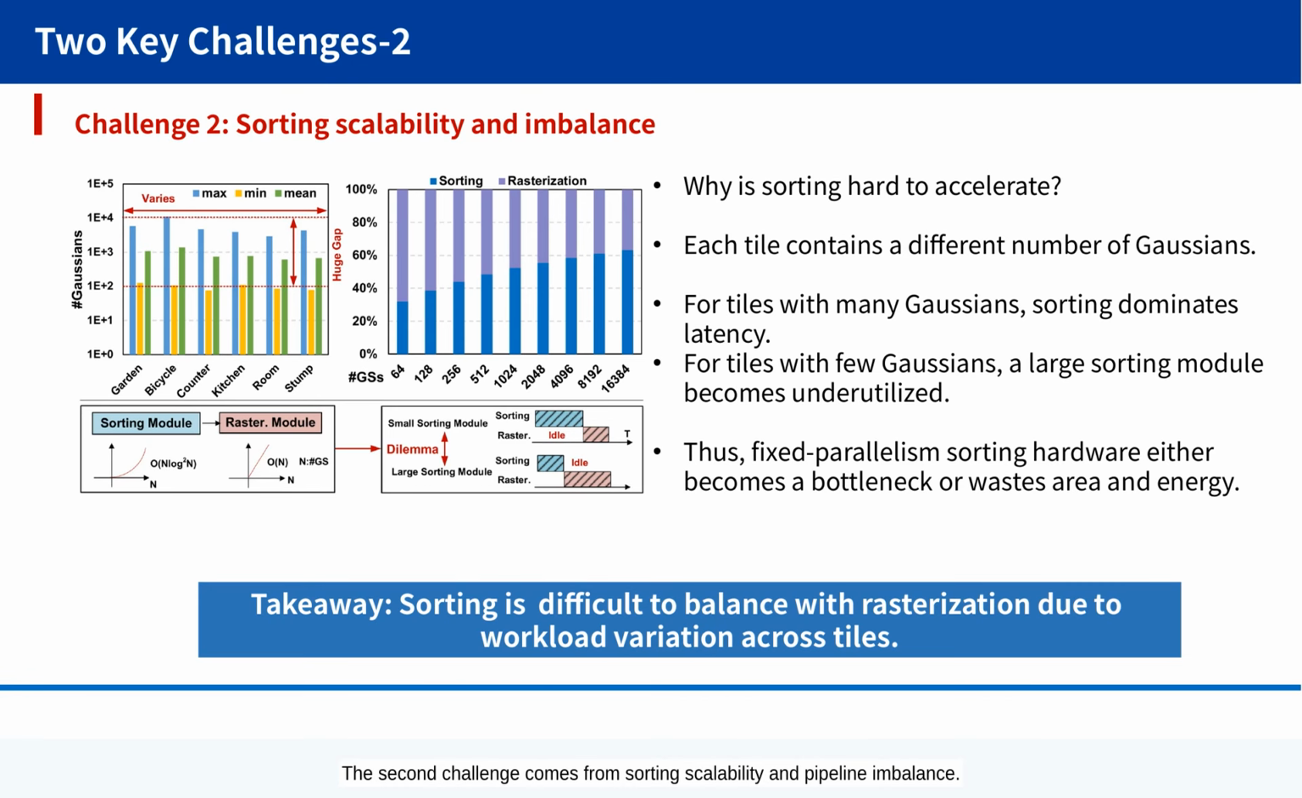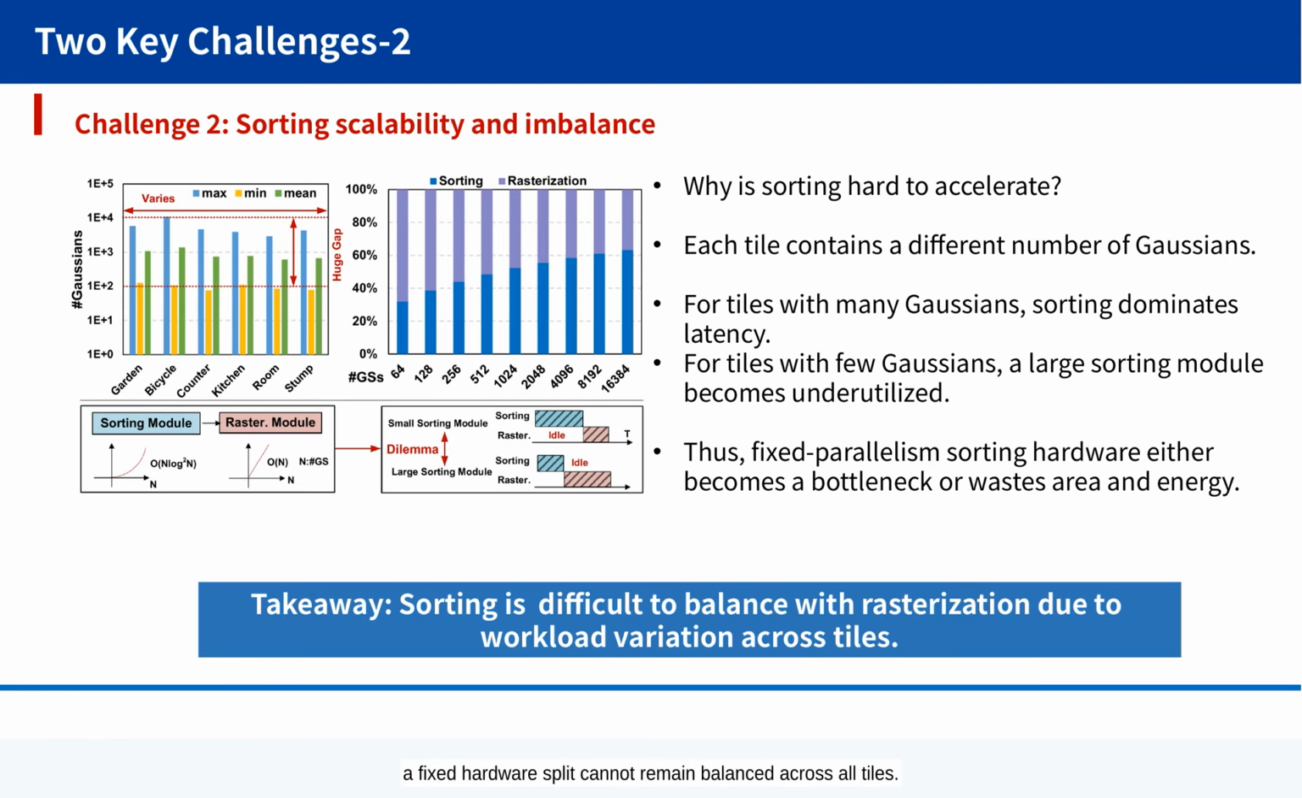The second challenge comes from sorting scalability and pipeline imbalance. After projection, different tiles contain very different numbers of Gaussians. Some tiles are sparse, while dense tiles can contain orders of magnitude more Gaussians. This variation makes fixed sorting hardware hard to size. Let n be the number of Gaussians in a tile. Rasterization is mainly MAC dominated and scales approximately linearly with n. Bitonic style sorting, by contrast, has superlinear complexity, roughly O of n log squared n.